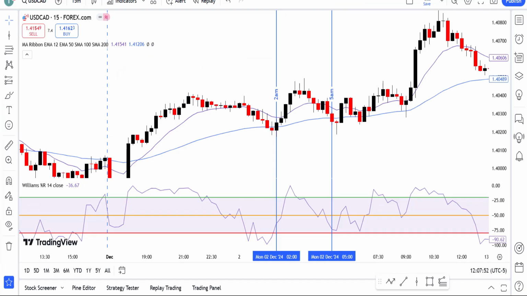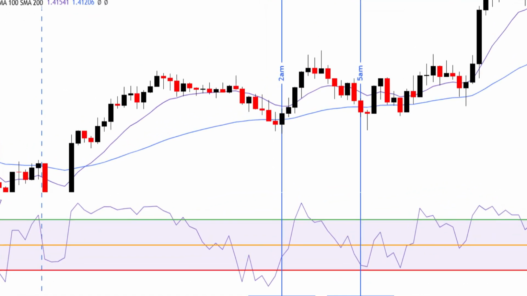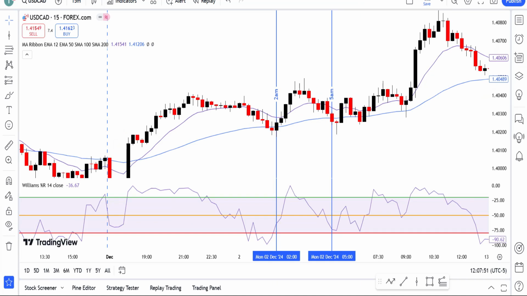This is a key session where liquidity and volatility often provide excellent trading opportunities. Step 1. Check your trend. First, let's confirm the trend.